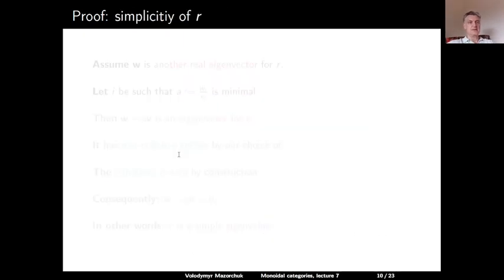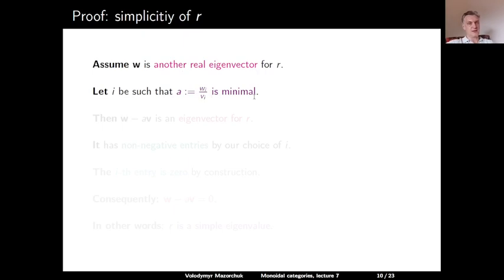Now let us discuss the simplicity of this eigenvalue R, which we just established. Assume W is another real eigenvector for this eigenvalue R. Choose i to be such that the value of w_i, the ith entry in W, divided by v_i, the ith entry in V, is minimal as a real number among all i's. This is well defined because all v_i's are positive, by the way.